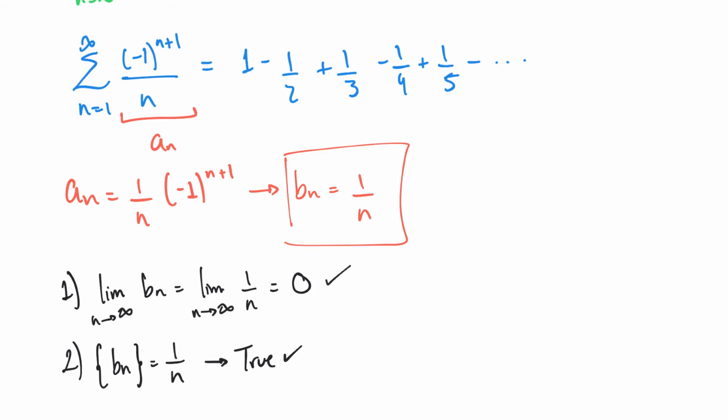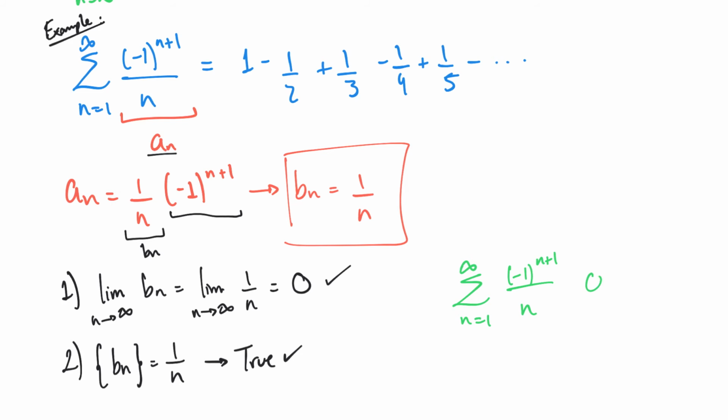Therefore, since we have an infinite series, a sub n, where a sub n looks like a sequence times -1 to the power of n plus 1, and this accompanying sequence b sub n satisfies the two conditions of approaching 0 as n approaches infinity and being monotonically decreasing, we can safely conclude that the initial infinite series converges.